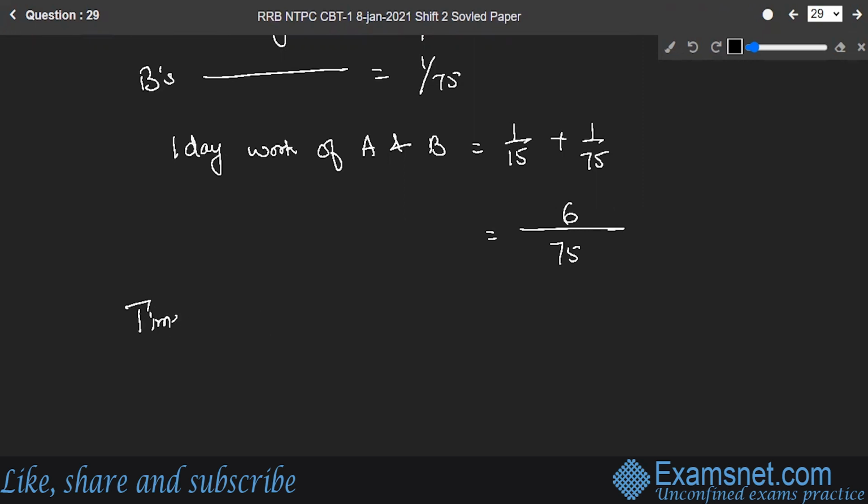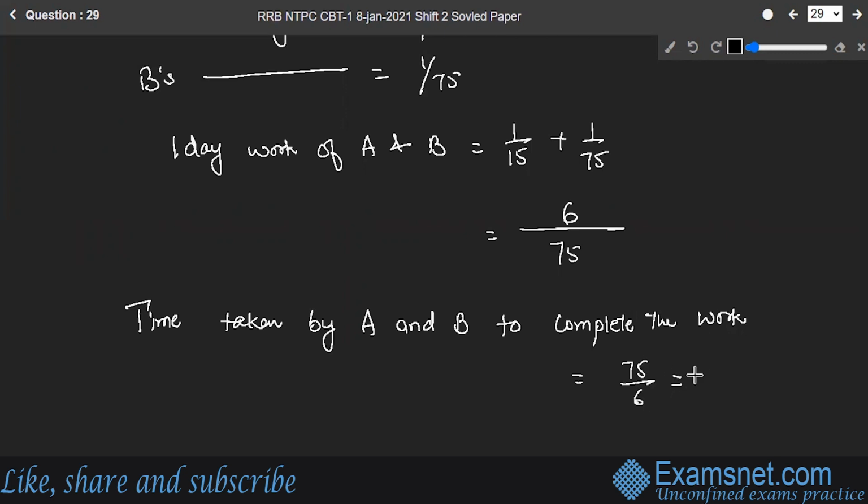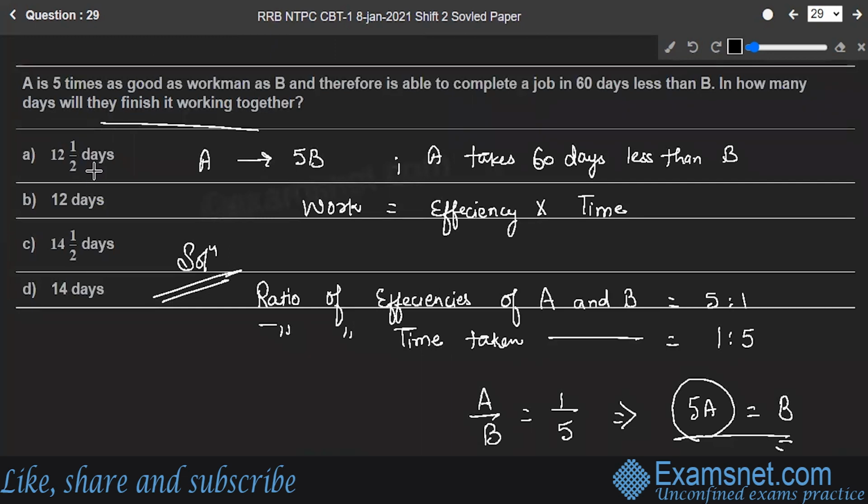Time taken by A and B to complete the work is 75/6, which is equal to 12.5 days. So let's check with the options. I have option A as the correct answer. Hope you got that. Let's move to the next question.